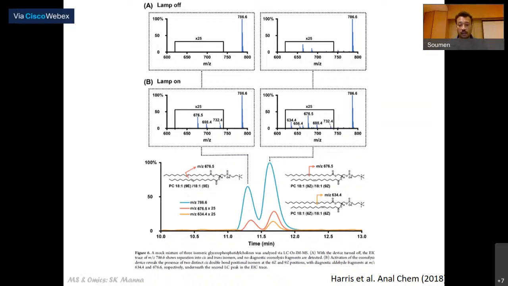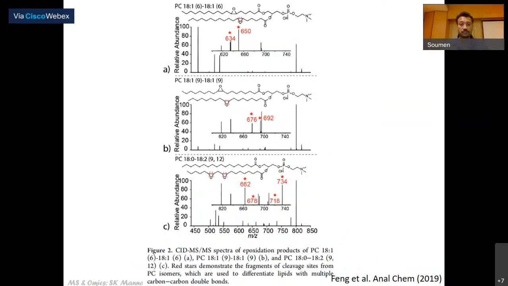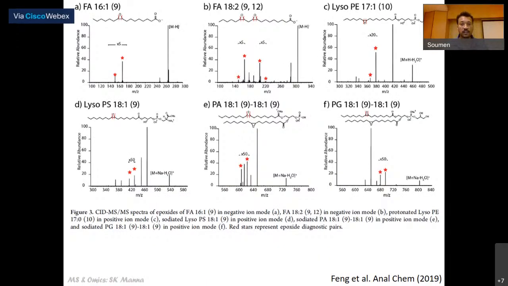Recently, Feng et al. have also used another method, where they used metachloroperbenzoic acid to do epoxidation and then collision-induced dissociation. In this method also, they have shown that you can distinguish between PCs having different double bond positions and assign their double bond positions. And not only for PC, they have shown that it is applicable to fatty acids, LPs, LPCs, LPAs, and all different kinds of lipids. It is a very versatile method that has been developed.